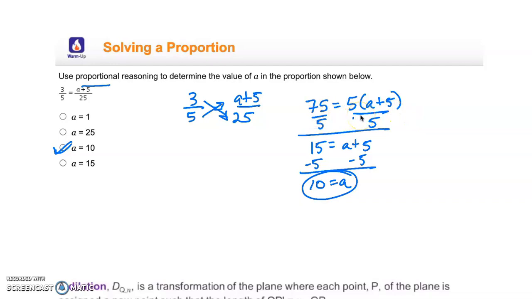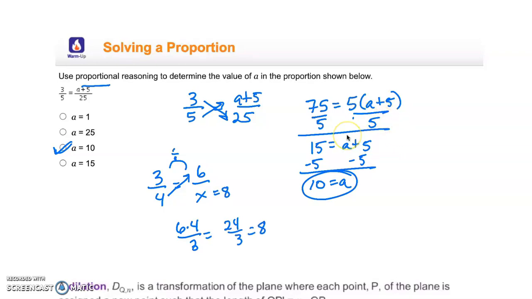Another way to solve a proportion, if you had 3 over 4 equals 6 over x, you cross multiply 6 times 4 and divide by the opposite. So 6 times 4 divided by 3, 24 divided by 3 equals 8. So x equals 8. You're going to need to use proportions several times in this lesson.